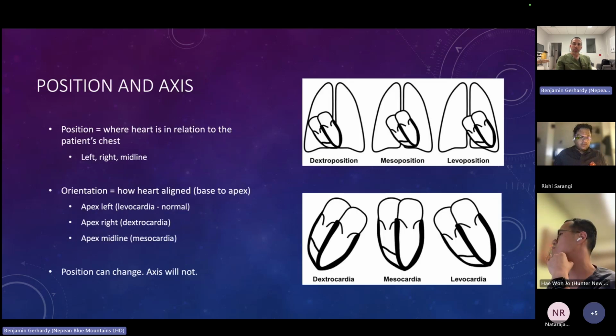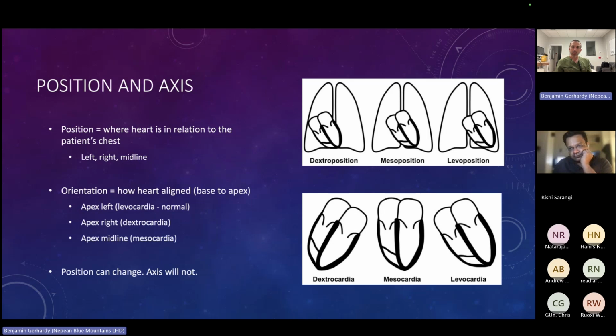So with regards to position and the orientation or the axis. Position is where the heart is in relation to the patient's chest, right? So left position is normal. You can be right position or dextral position, and there's midline. So this will shift around. It can change in patients because of other things. That can be significant obstructive lung disease, for example. Those big COPD patients will get a heart that shifts more towards the midline as the lungs hyperinflate. If someone's had a right lobectomy or pneumonectomy, the heart will shift across. So the position moves. It doesn't mean anything really, except that getting the pictures might be a bit more challenging.